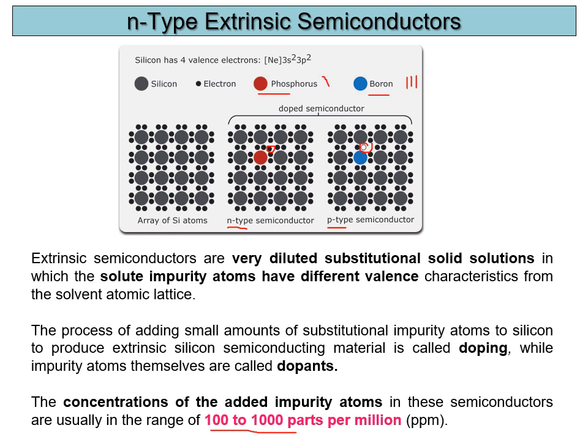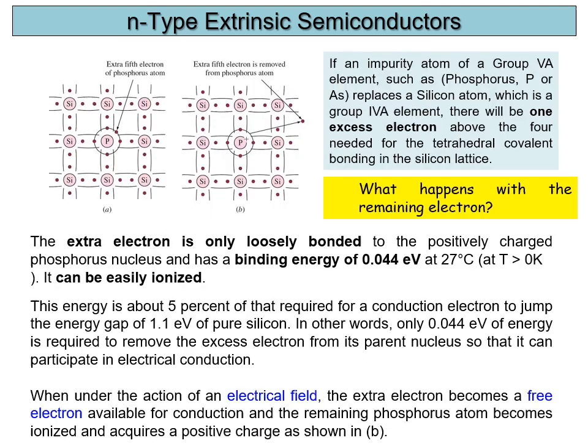Phosphorus comes from group 5, while boron comes from group 3. Group 5 has an excess electron, while boron lacks an electron, so it has a hole. Excess electron, we call it an N-type semiconductor, while doping to create a hole, we call it a P-type semiconductor.